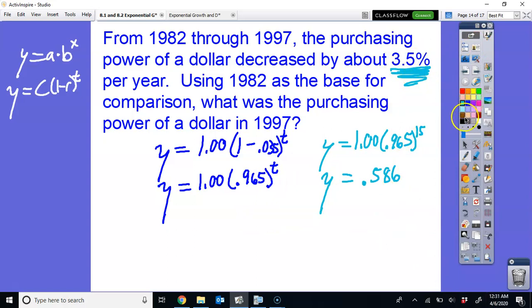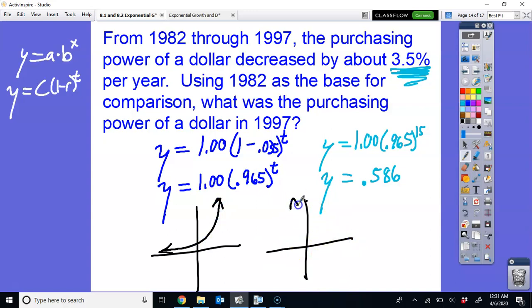Again, that's where it's important to understand the shape of these graphs: exponential growth, making this kind of ramp shape up like this, and exponential decay, making sort of this ramp shape down. Notice that ramp shape is what creates this drastic decrease, and then it kind of slows down as you get closer to zero. The opposite would happen with growth. It's slow at first, but then it increases rapidly as you get farther along, which can be a good thing in the case of a bank account, but a bad thing in the case of the value of a dollar.